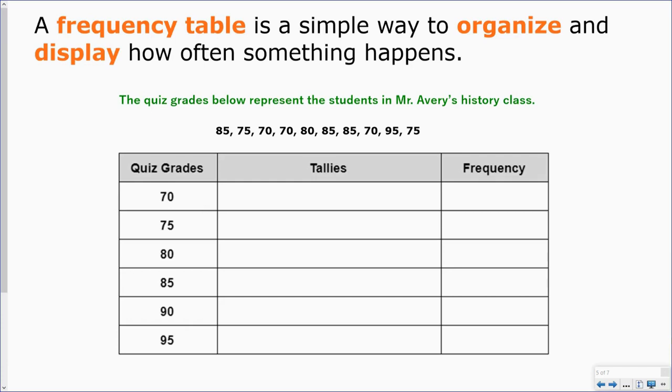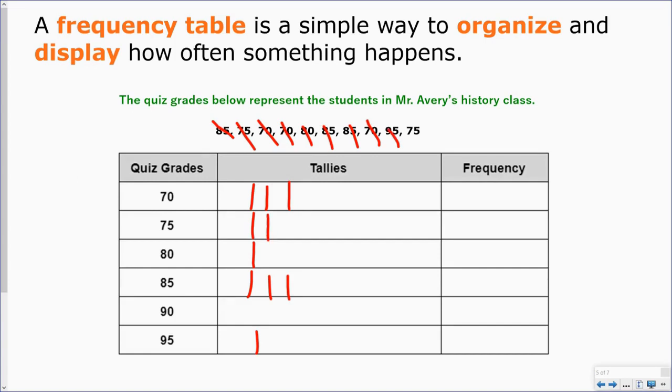And I've got 85, so I'm going to make a tally for 85. I've got 75, and I'm going to cross these off as I go. So 75, 70, another 70, an 80, an 85, another 85, a 70, a 95, and another 75.